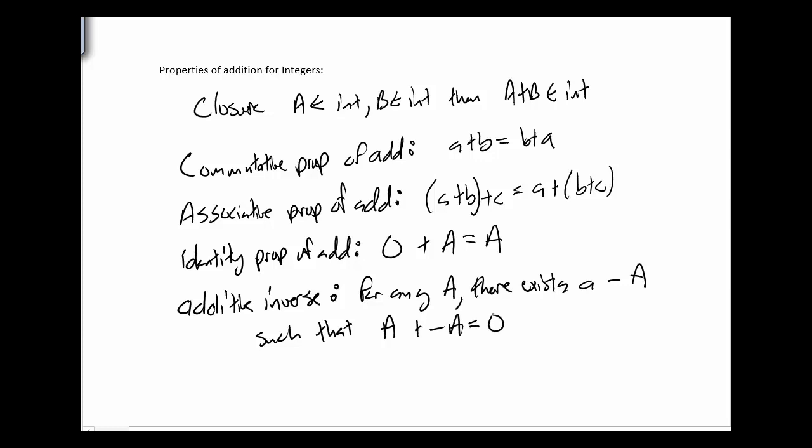Okay, so the identity property says there is this magic number 0 out there that we can add to anything and it doesn't change the value. But the additive inverse says that if I take any number, I can add it to its opposite and I get the identity. I get the number that keeps the value the same. Sort of a nice addition to integers.